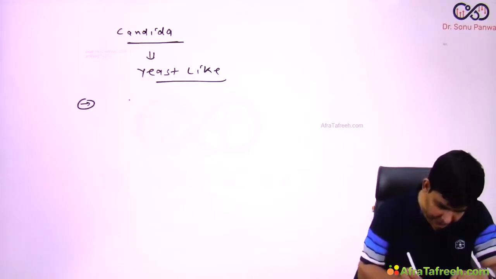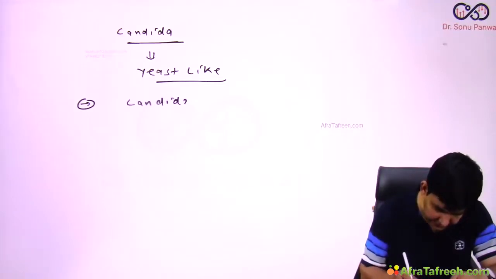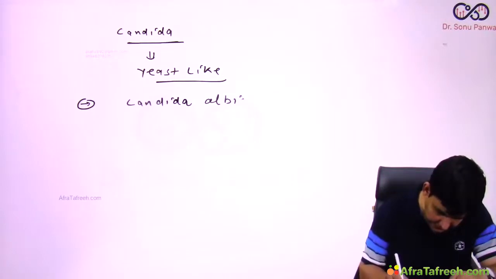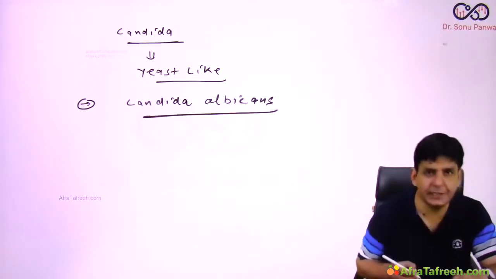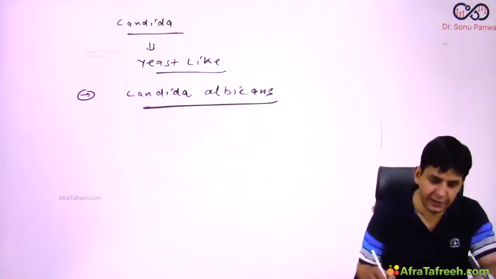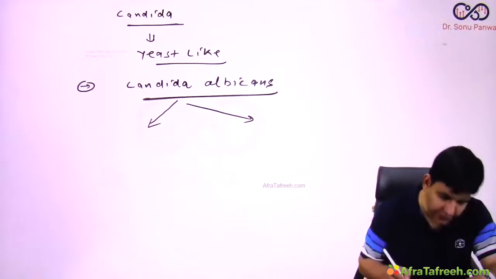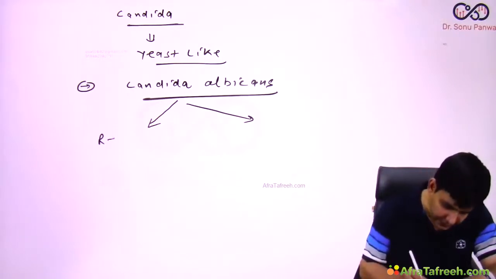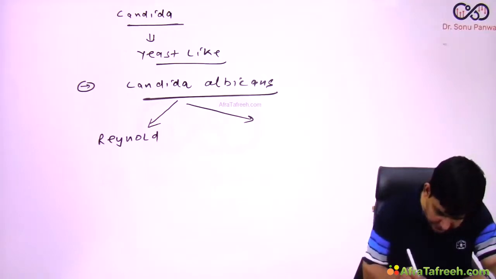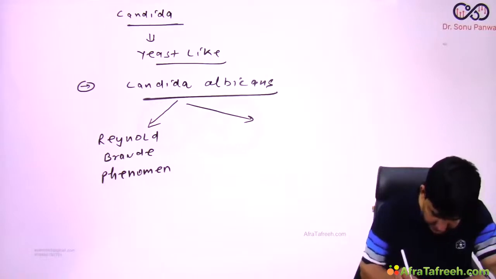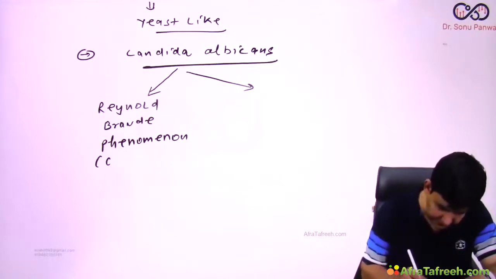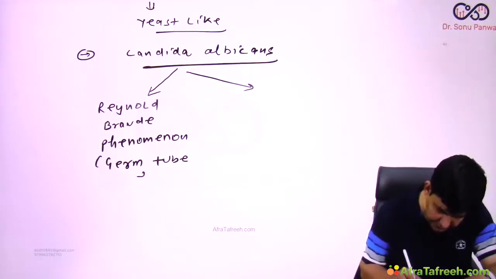Then the most important species of Candida is Candida albicans. And Candida albicans shows two particular phenomena. One is the Reynolds-Braude phenomenon, that is termed germ tube formation. Okay, this is termed germ tube formation.